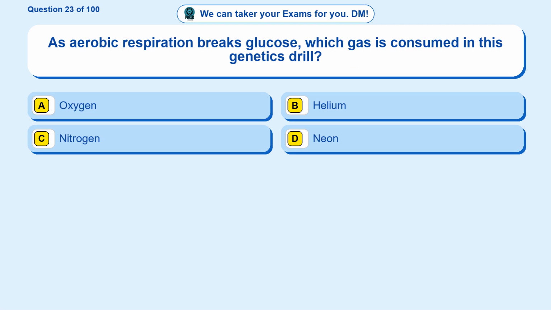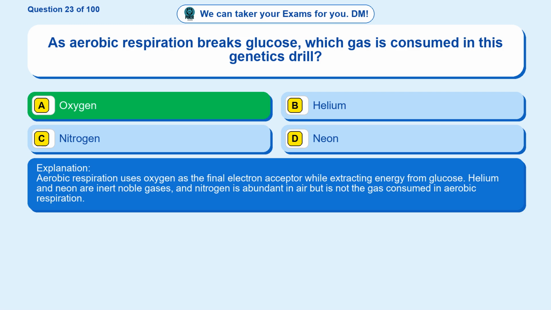Question 23. As aerobic respiration breaks glucose, which gas is consumed in this genetics drill? Option A, oxygen. Option B, helium. Option C, nitrogen. Option D, neon. The correct answer is option A. Oxygen. Aerobic respiration uses oxygen as the final electron acceptor while extracting energy from glucose. Helium and neon are inert noble gases, and nitrogen is abundant in air but is not the gas consumed in aerobic respiration.